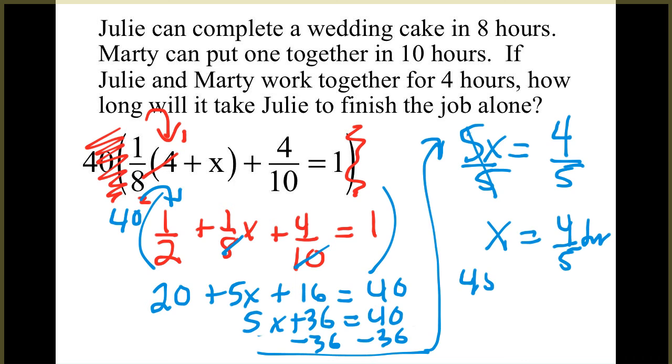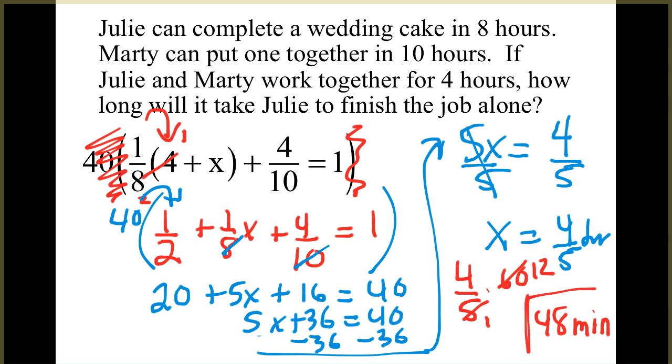So if I want to find out exactly how many more minutes, let's do 4/5 times 60. I know that 5 goes into 5 once. 12 times 4 is 48 minutes. So it's 48 minutes, or 4/5 of an hour.